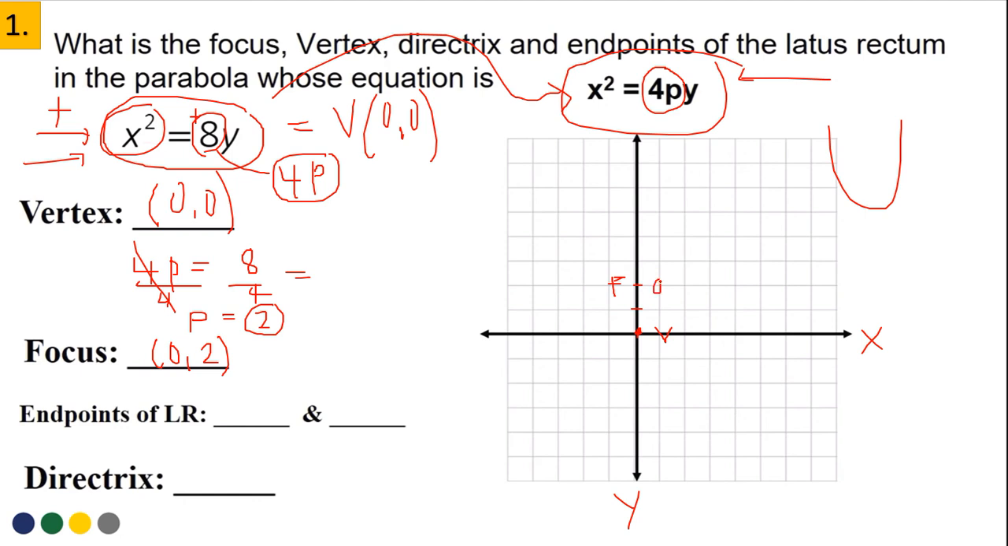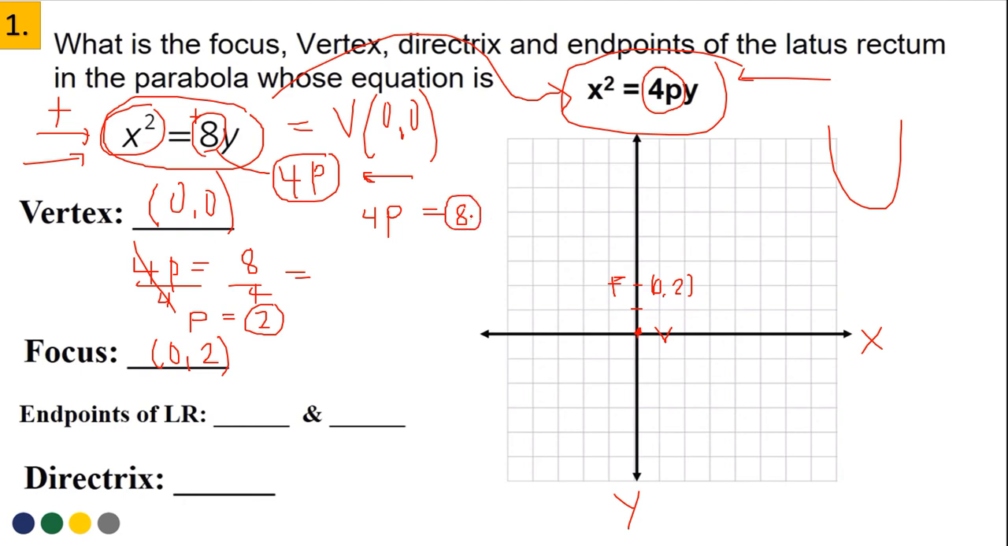So, nandito yung 0, 2. Yan, 0, 2. Ngayon, hindi natin alam yung endpoints of LR. So, paano ba kunin yung endpoints ng LR natin? Kung paano kunin yung LR is dumidepende rin yan sa 4P, ha? Di ba 4P nakuha natin? Kukunin mo yung 4P natin, sabi niya doon is equal to 8.